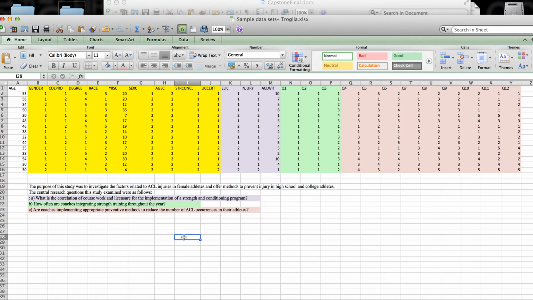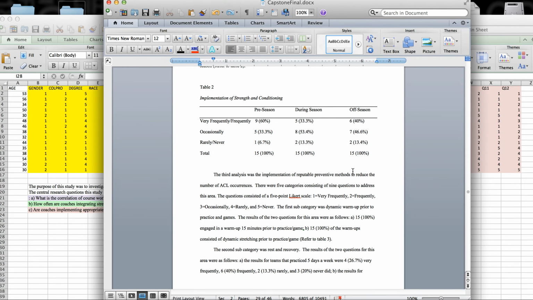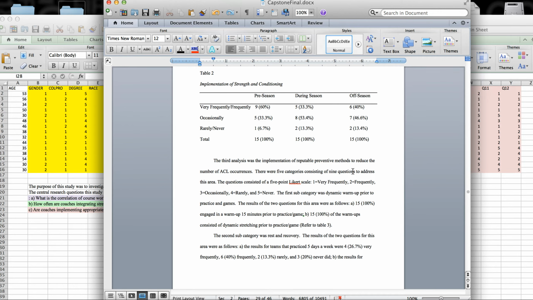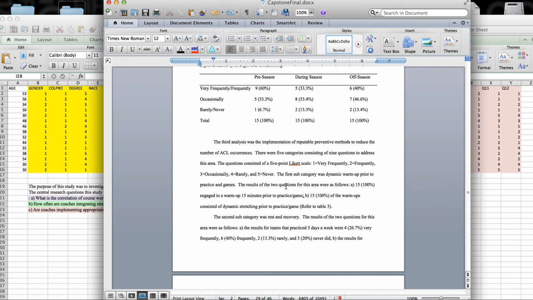And now her third analysis. This was quite a detailed analysis because she had subgroups. She did a fine job of this because basically her overarching research question is she's just looking at the different preventive methods that coaches are using to reduce the number of ACL occurrences. She came up with those preventive methods from research, and that research was already discussed in her Chapter 2 Lit Review. But you can see she's got 9 questions here that she used to address this third research question. So if we take a look at this, you can see how nicely she broke this down and made it very readable. So here's the third analysis, and it's addressing the reputable preventive methods to reduce.